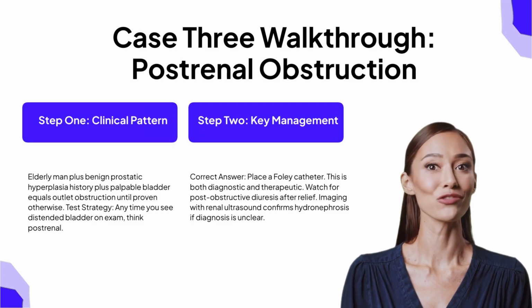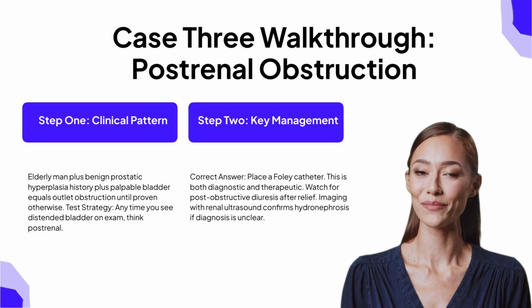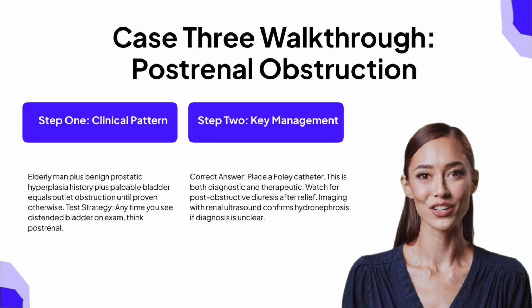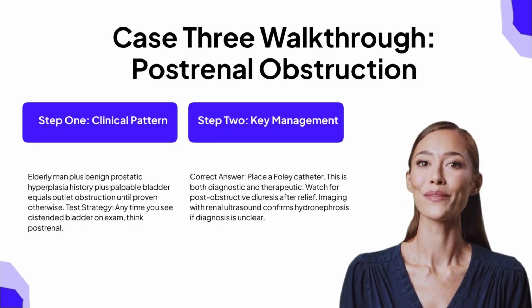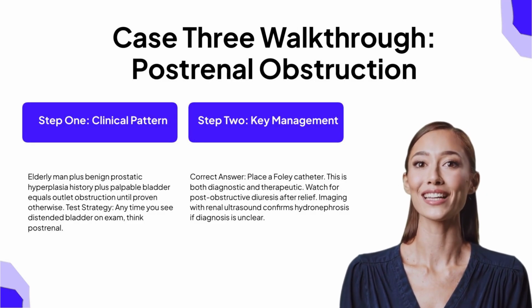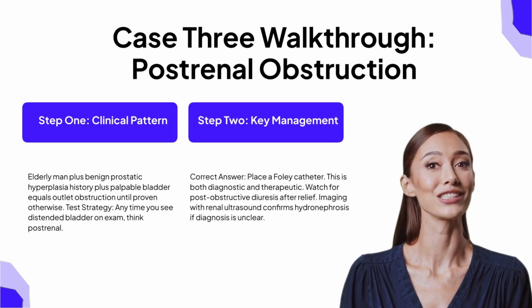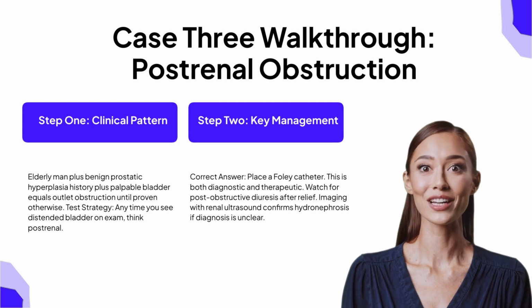This case is straightforward once you recognize the pattern. Elderly man plus benign prostatic hyperplasia history plus palpable bladder equals outlet obstruction until proven otherwise. Whenever you see a distended bladder on exam, think postrenal. The correct answer is to place a Foley catheter. This is both diagnostic and therapeutic.